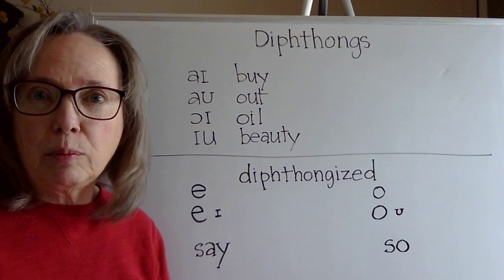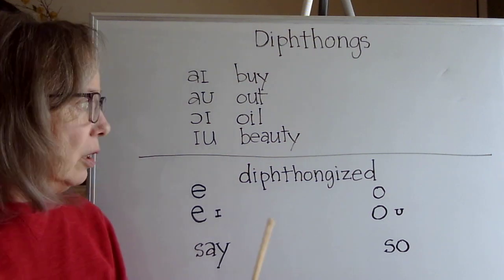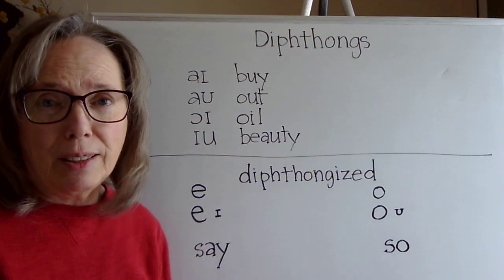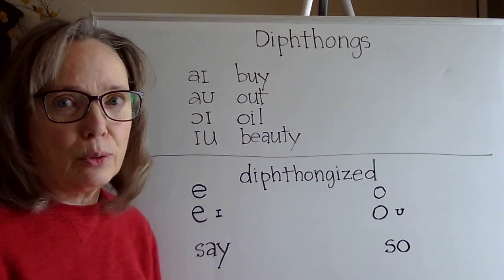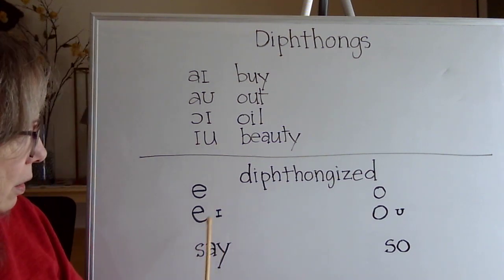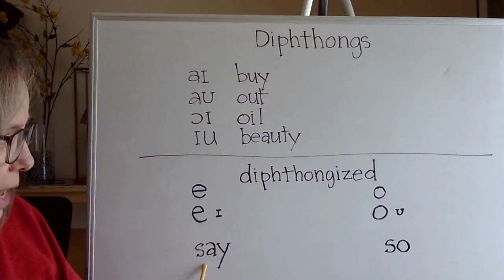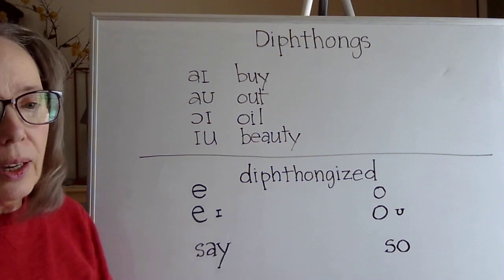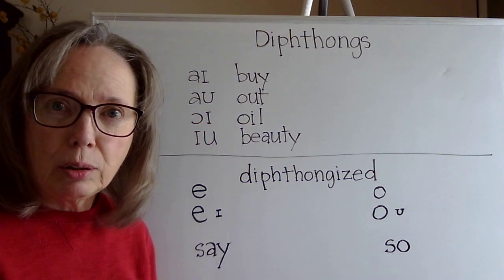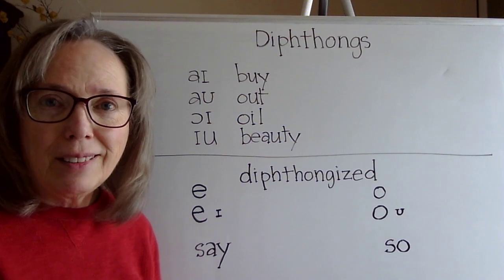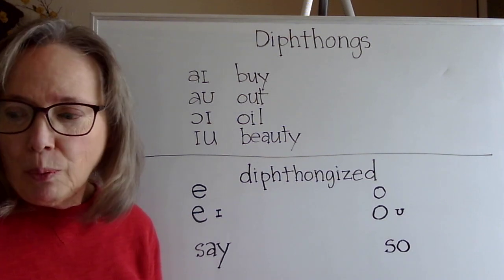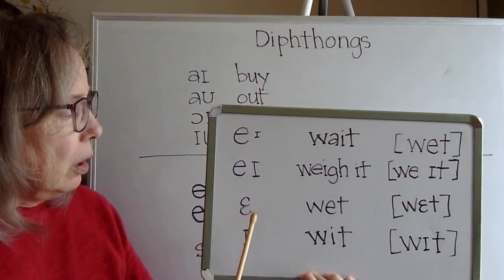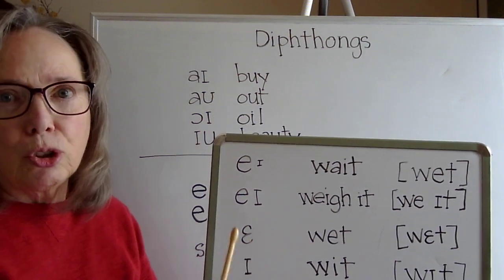So instead of calling them diphthongs, they're called diphthongized, which is an adjective describing a characteristic of these two sounds. And A is in say and O is in so. Now, what happens if you don't diphthongize these two sounds? Well, if you don't, you will create a shorter vowel.